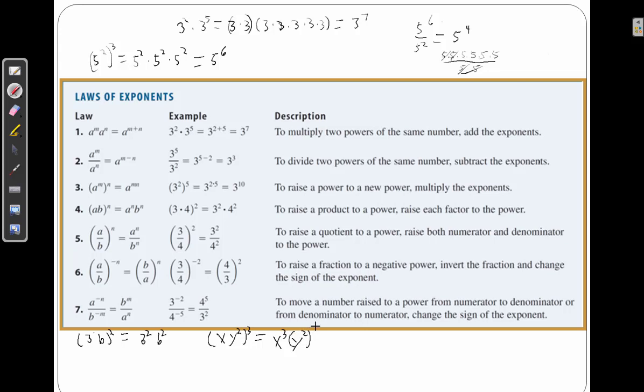You don't really have to put in this intermediate step. I'm going to for this time, but in the future I will probably just jump. X cubed, of course, is just x cubed. Y squared cubed, we just saw, is y to the 6th. And similarly for fractions. If I had 5 over x cubed to the 3rd, I would get 5 cubed over x to the 9th.